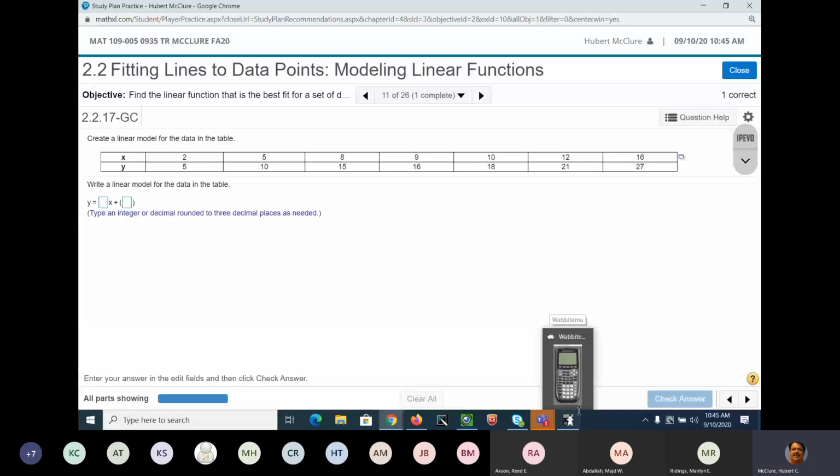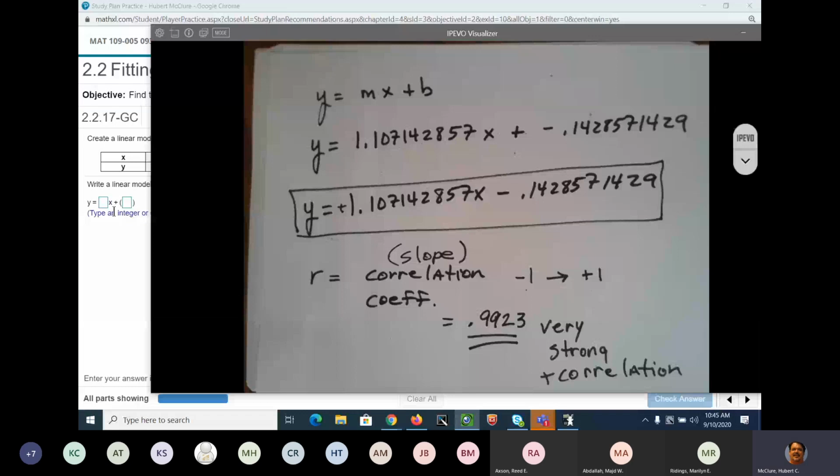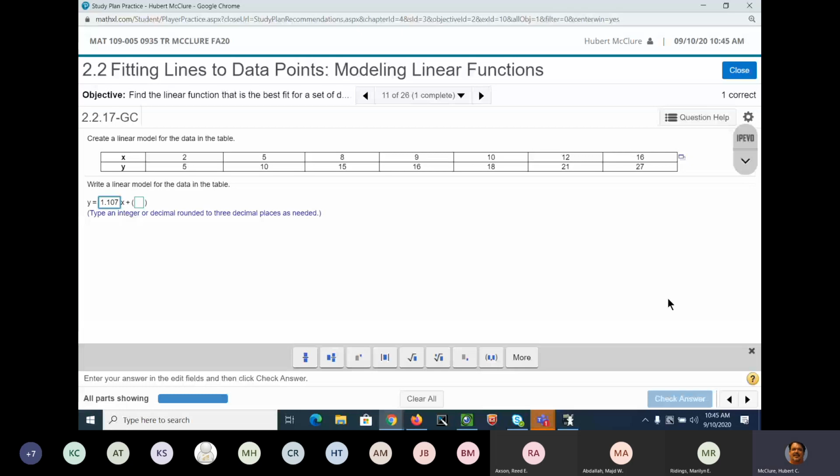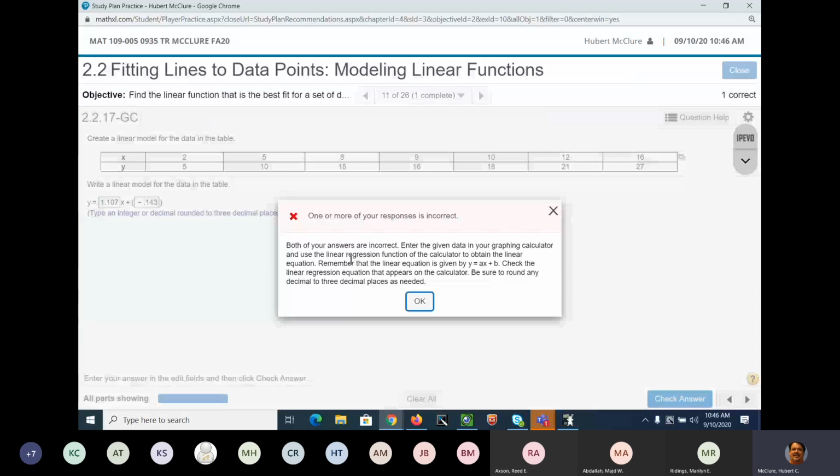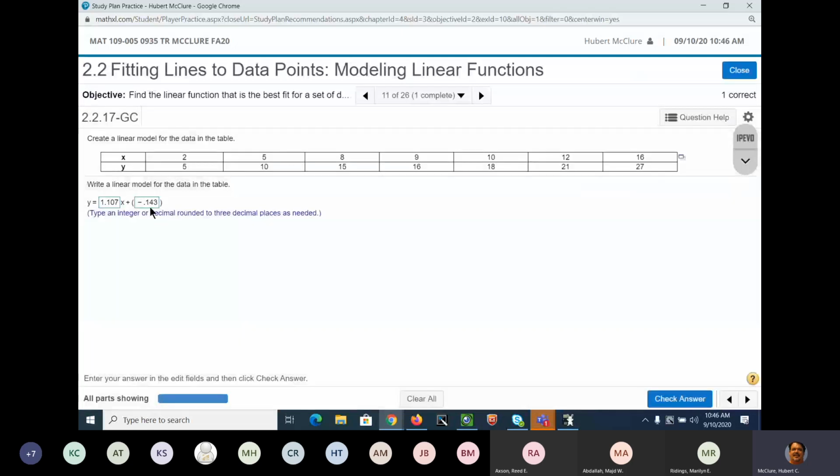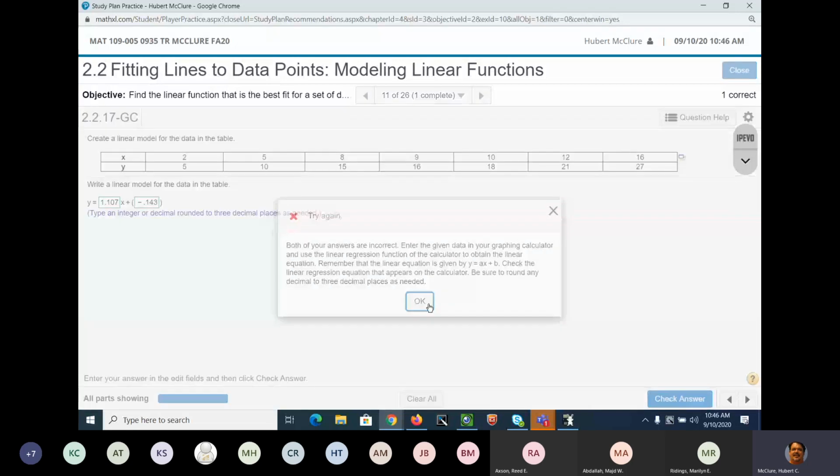So I'm going to take my handy dandy one right here, and I'm going to go, well, 1.107. And here is going to be 0.143, negative 0.143. Okay, there's probably a rounding error. Let me check. It says round to 3 decimal places. 1.107. I don't know what the problem could be.